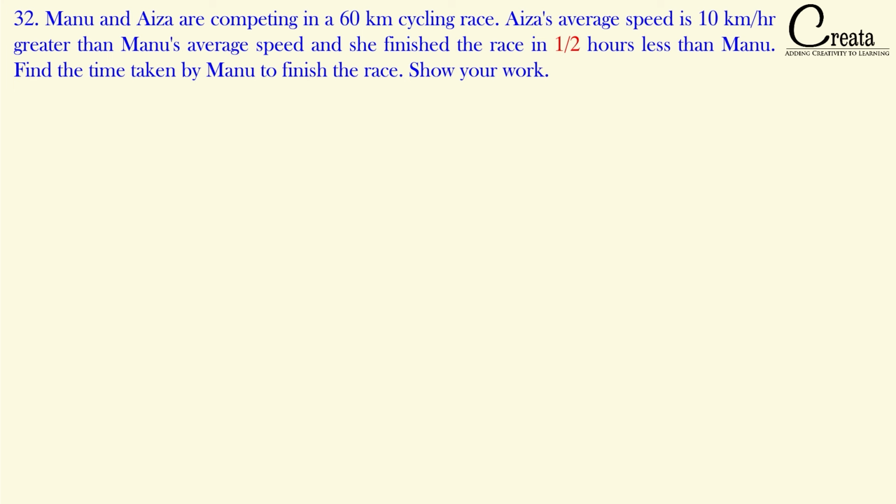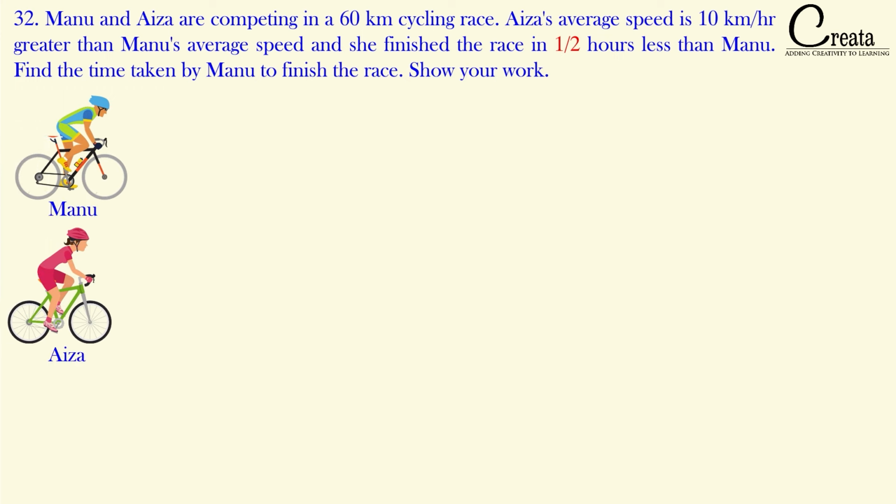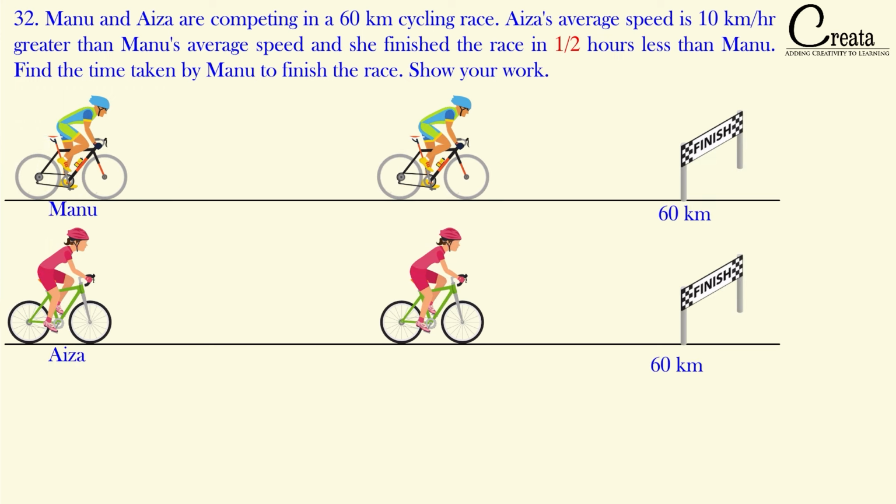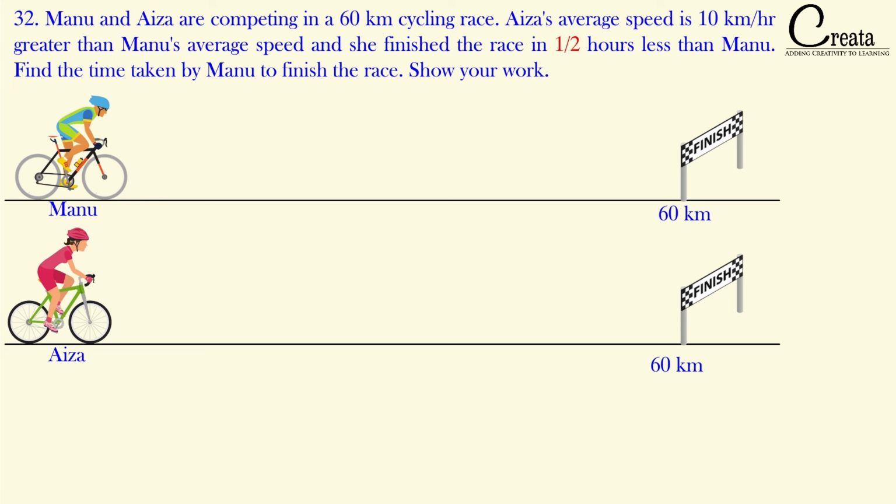So let's approach this question. In this question, Manu and Aiza are competing in a 60-kilometer cycle race. Two persons are given, Manu and Aiza, and they are competing in a cycle race. The total distance is given as 60 km. So for Manu the distance is 60 km, and for Aiza also the distance is 60 km. Further, it is given that Aiza's average speed is 10 km greater than Manu's average speed.